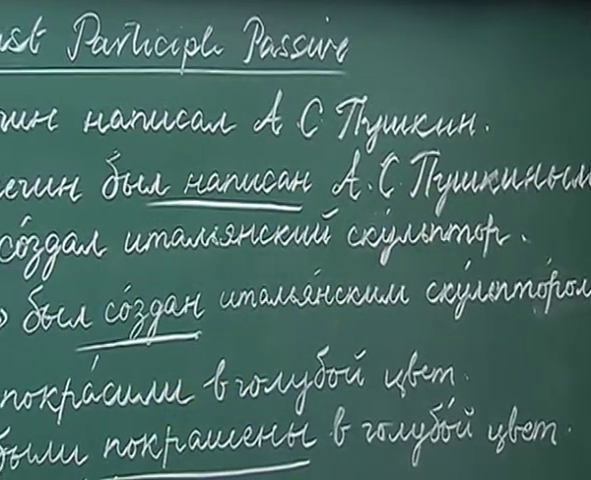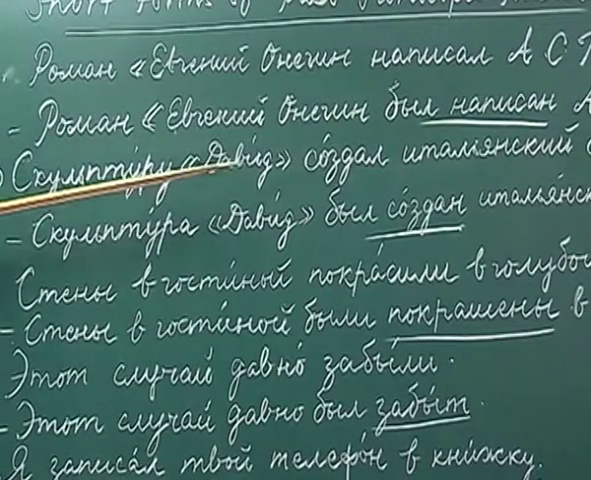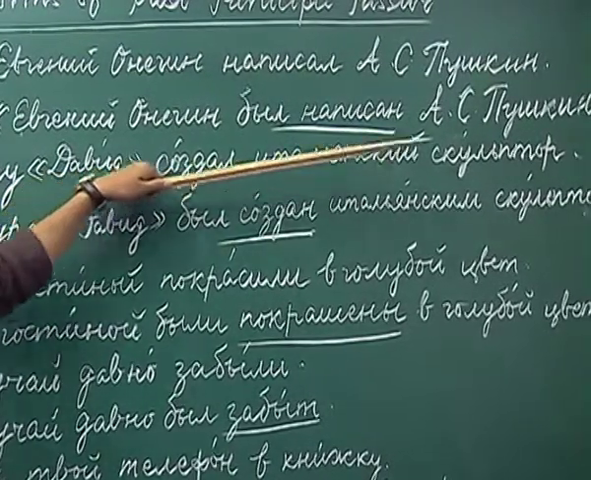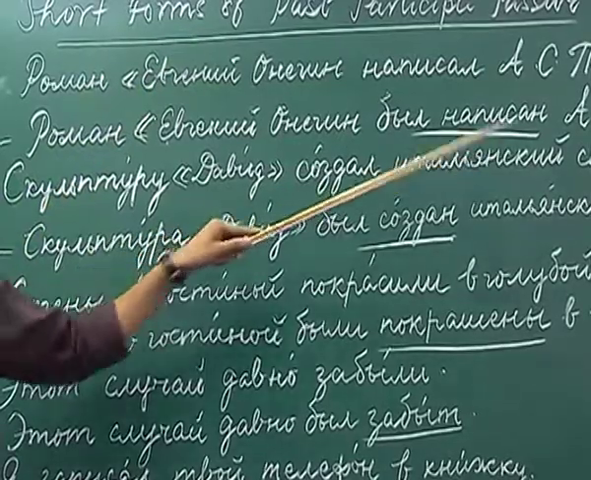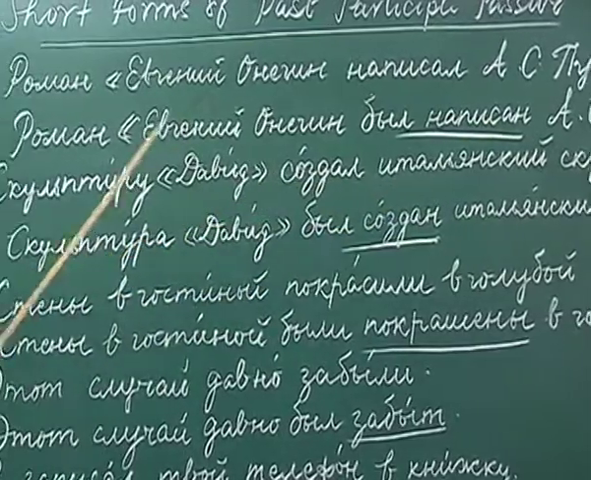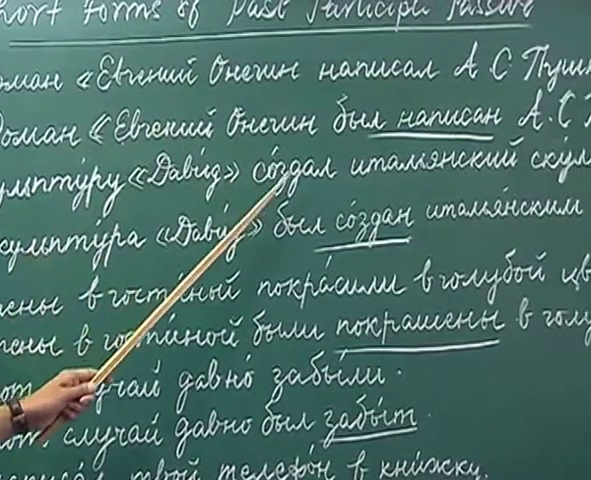Next example is Skulpturu David sozdal italyansky skulptor. The sculpture called David was made by an Italian sculptor. Again, this is the active construction. You just change the word order and it will be clear: Italyansky skulptor sozdal skulpturu David. So, this is subject, verb and object.